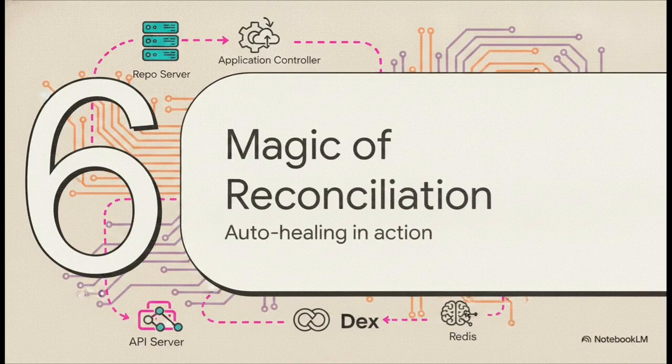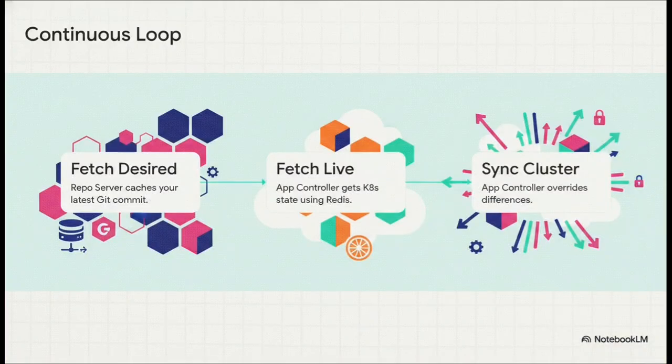Finally, part 6, the magic of reconciliation. Let's see this auto-healing in action. All right, let's bring all these microservices together. The really crucial takeaway here is how this continuous loop operates in real time. Step 1, the repo server caches your latest Git commit. Step 2, the application controller is constantly pulling the live state from Kubernetes, leaning on Redis to cache it. Step 3, the application controller checks the math.